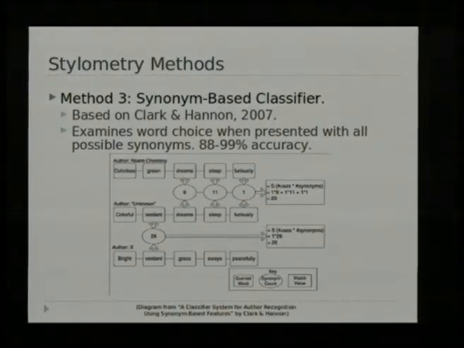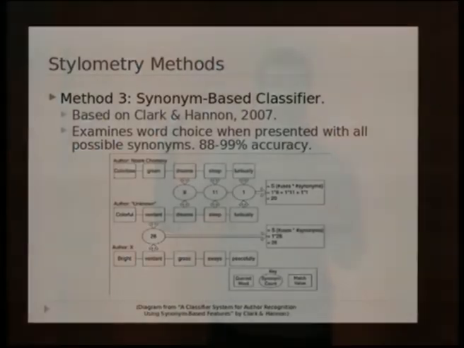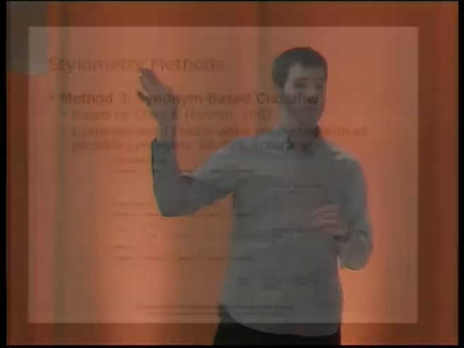And author X is bright, verdant grass sways peacefully. Now, these sentences seem very, very different. And we have this new sentence in the middle that's colorful, verdant dreams sleep furiously.